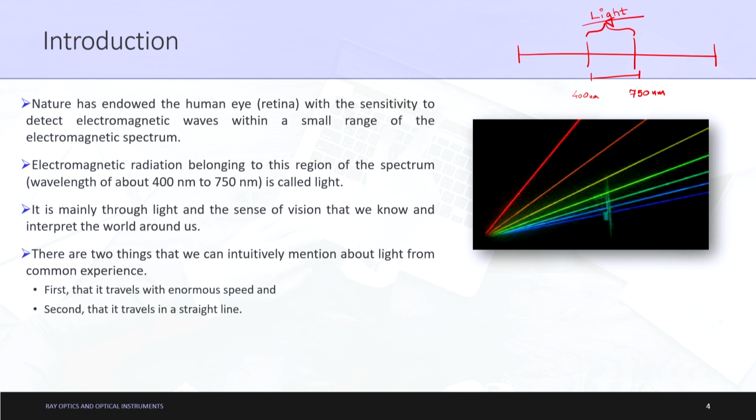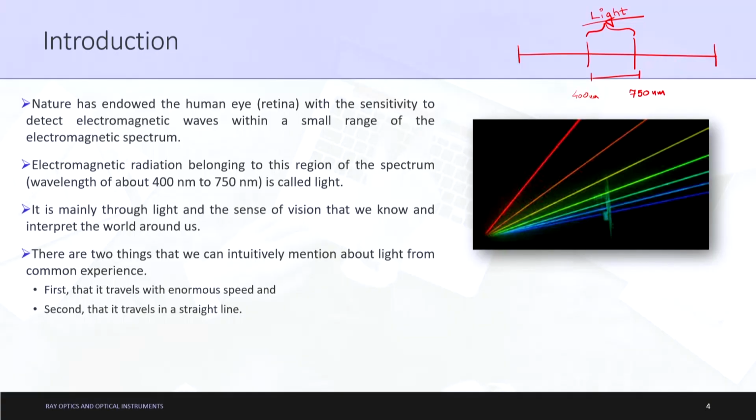So it is mainly through light and the sense of vision that we know and interpret the world around us. Quite evident, anything which passes through our light, only then can we observe it. There is a man standing, a video camera, a watch, a person, an animal, anything which we view, whichever the eyes can observe, we can interpret the world around us only through that.